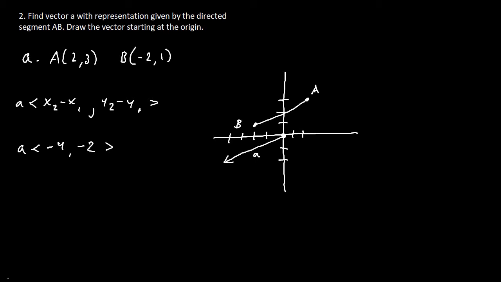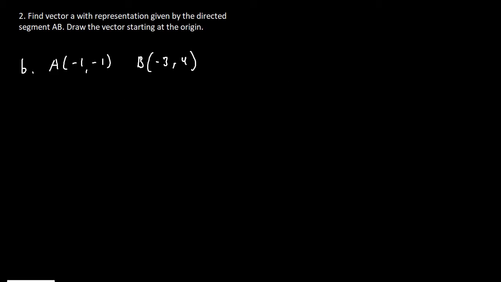So let's say now point A is at coordinates (-1, -1), and point B is at coordinates (-3, 4). So if I were to go ahead and draw this, negative 1 would be right here, and then (-3, 4) would be up here. So this will be point A, and this will be point B.